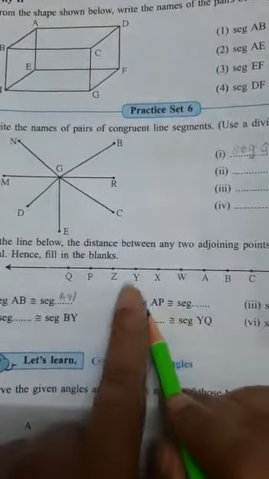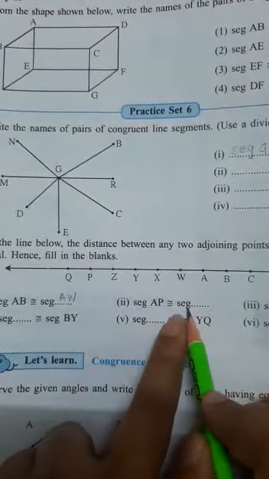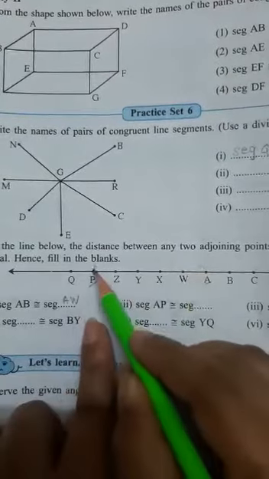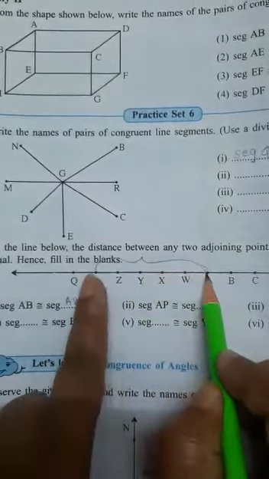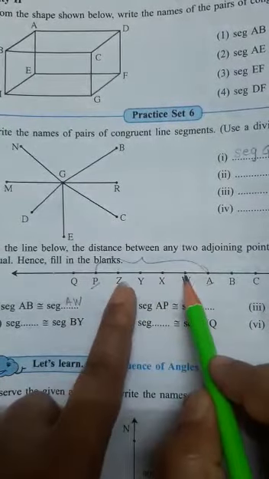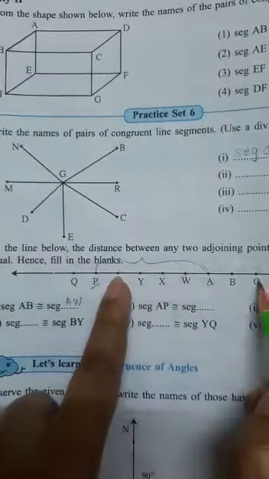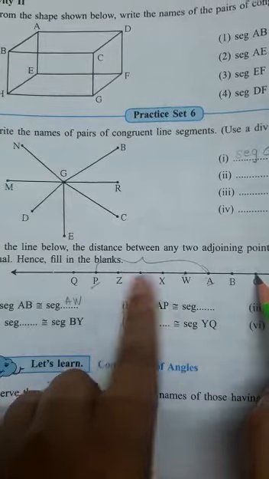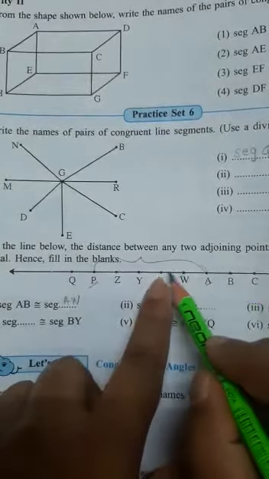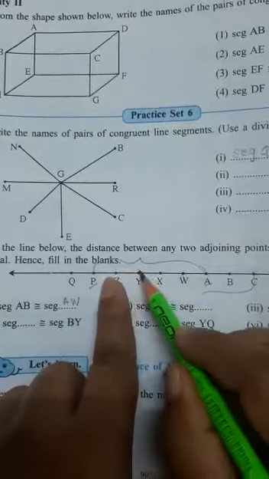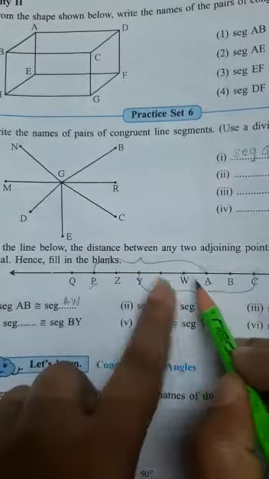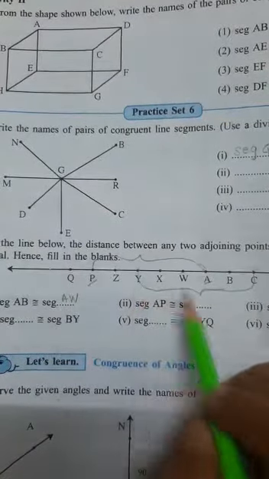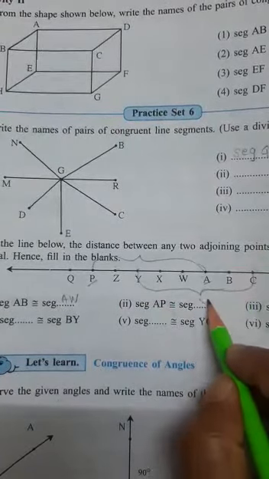Okay, now your next example is seg AP is congruent to seg dash. Now see where is your A and P. So this is our seg AP. Now in between how many points they have left? 1 2 3 4. So any 2 points in between, 4 points are there, we can take any 2 points. See, if you start from C, so 1 2 3 4, so you can take this distance. This will be exactly the same as this distance. So we can say that seg AP is congruent to seg YC. So I will write here as YC.